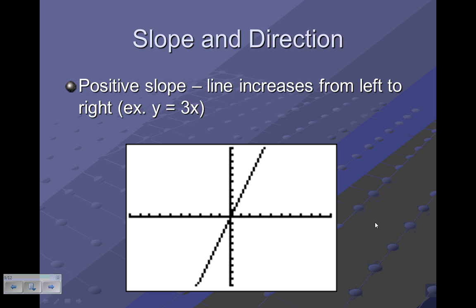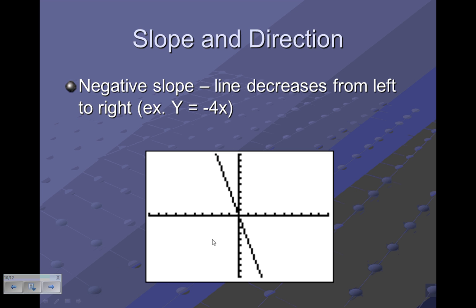A positive slope, again, from left to right, it goes up. Now, in this case, you're talking about a slope. This is y equals 3x. See, if I start here at 0, 0, I can go up 1, 2, 3, and over 1, and I'm on the line. Up 1, 2, 3, over 1, and I'm on the line.